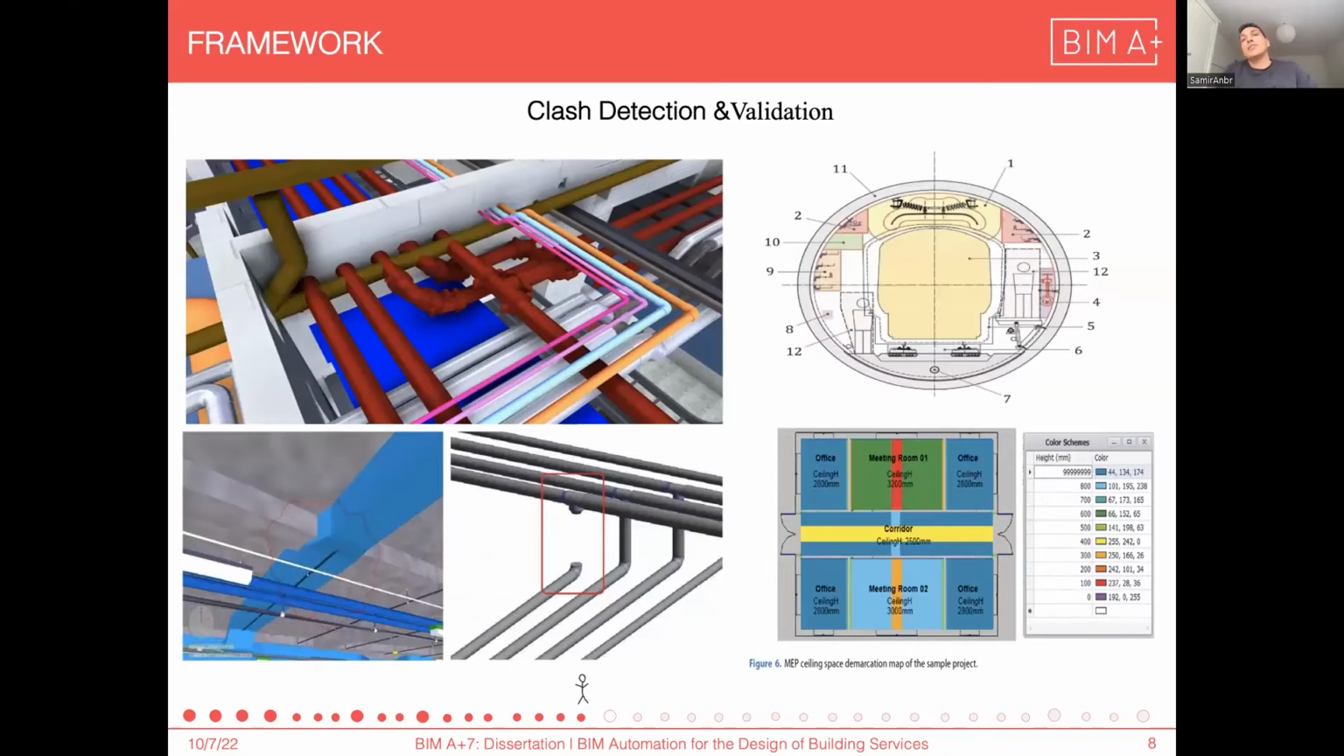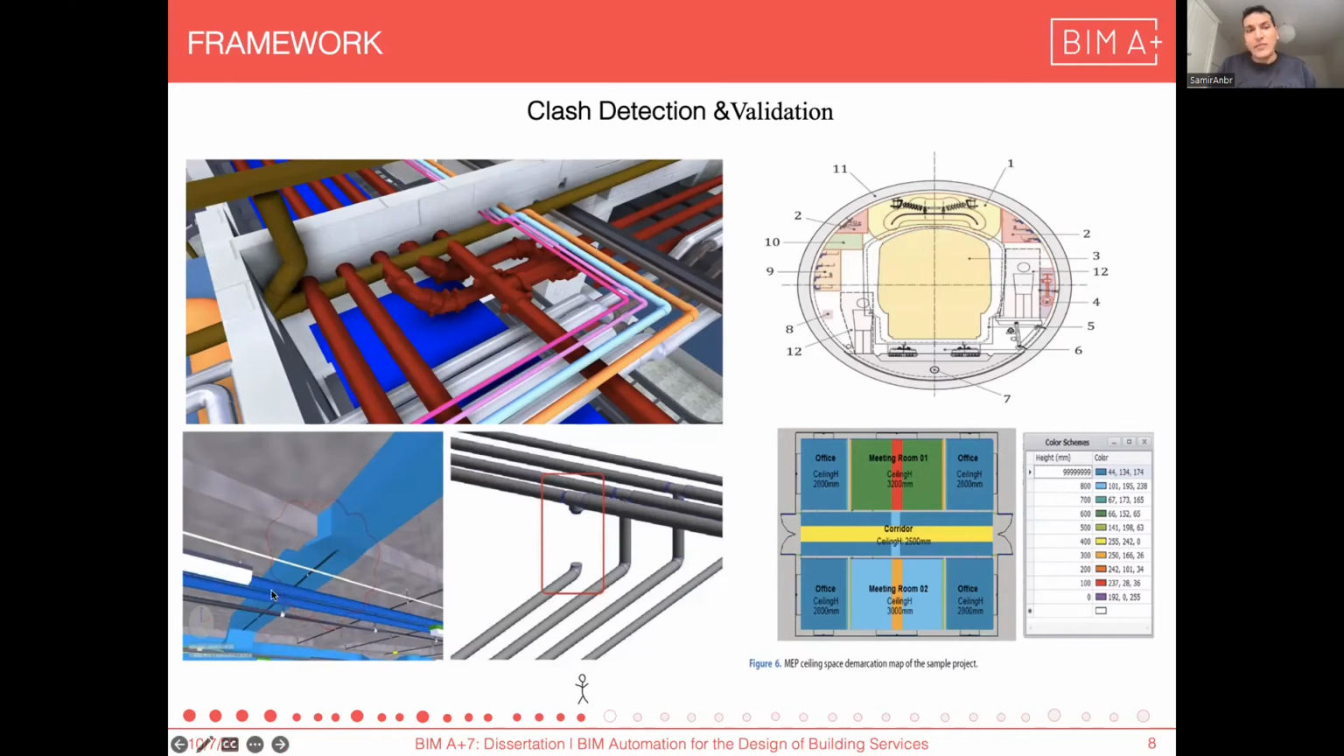Another thing is clash detection and validation. Clash detection means that in mechanical design, we have a lot of MEP disciplines, like firefighting, water supply, drainage, plumbing, HVAC, and heating. All of these make a lot of clashes. To solve these clashes, we have the traditional way to go and solve them manually, or we can do it with automation tools, like we discussed.